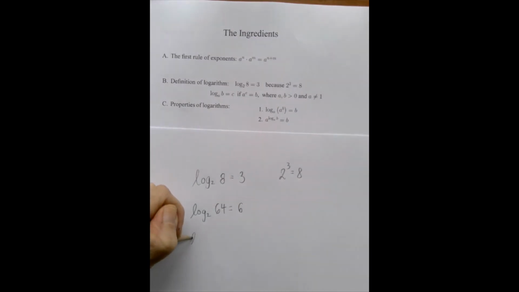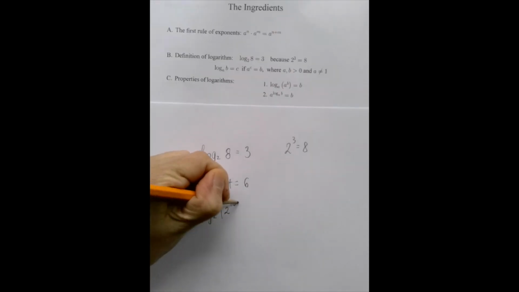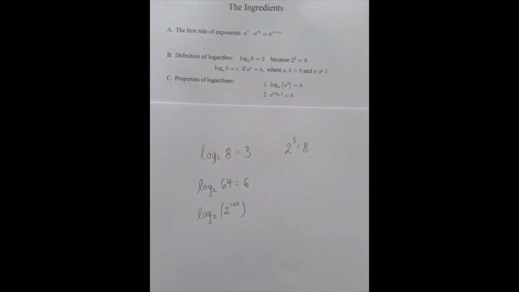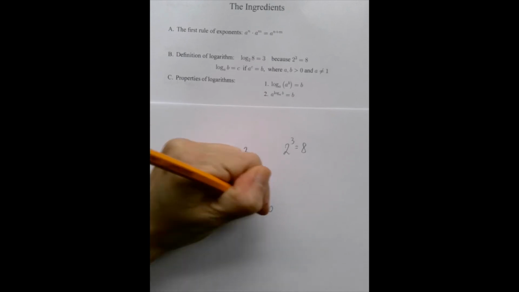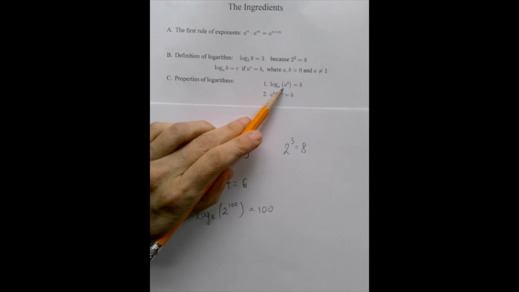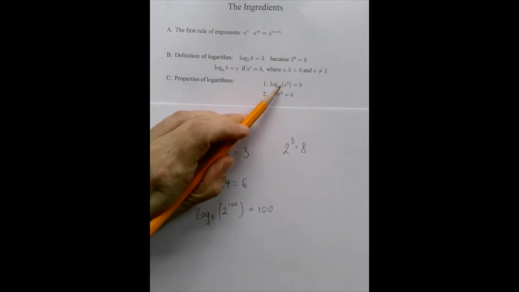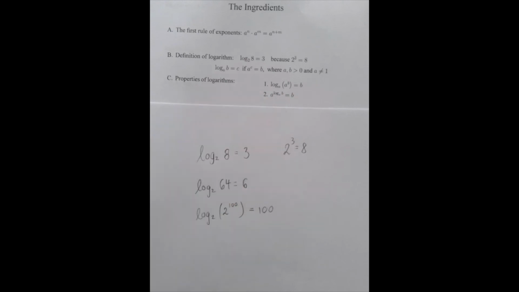How about this one? Log 2 of 2 to the 100th power. So the question is, how many 2 factors do we need so that if we multiply them all together, we achieve the product that is 2 to the 100th power? And the answer is, well, how about 100? And that's basically the first rule of logarithm. So log a of a to the power of b is just that power b. To achieve a to the b as a product, we are going to need exactly b many factors a.